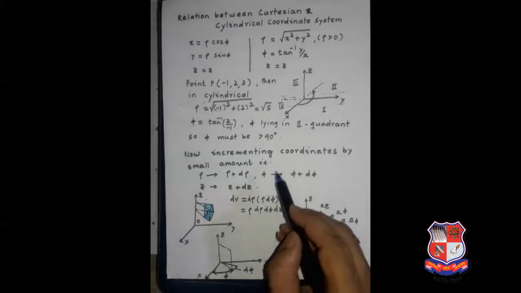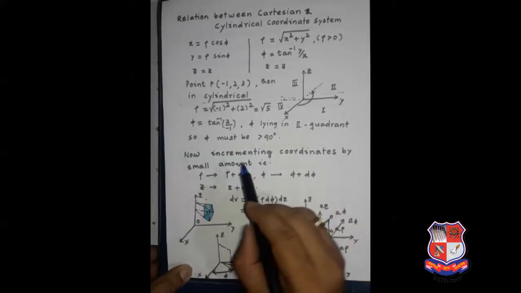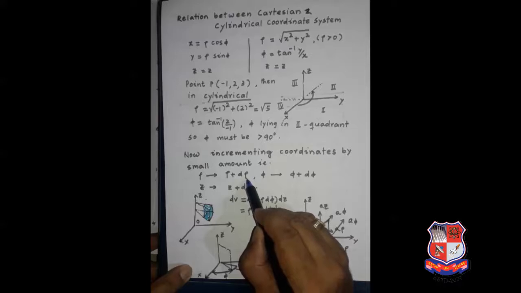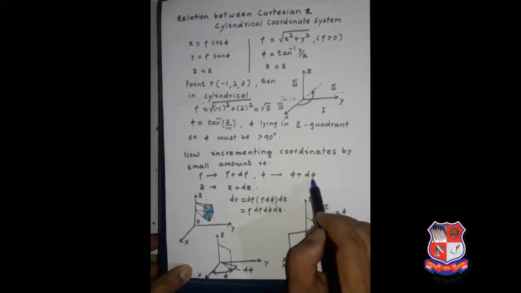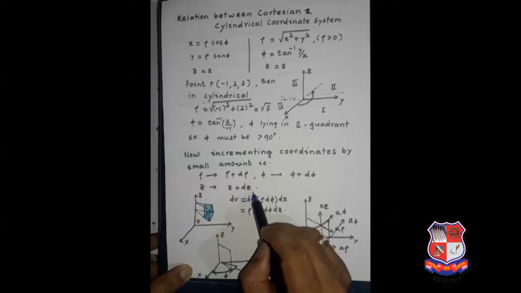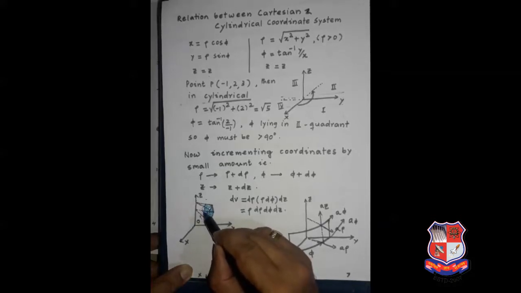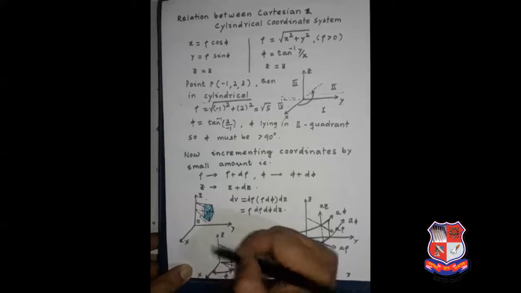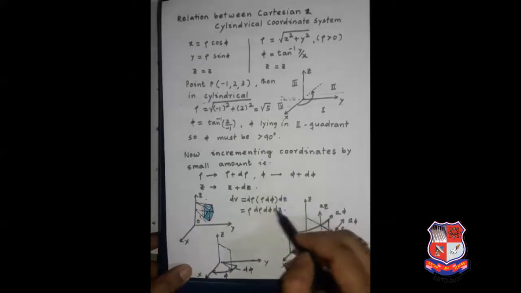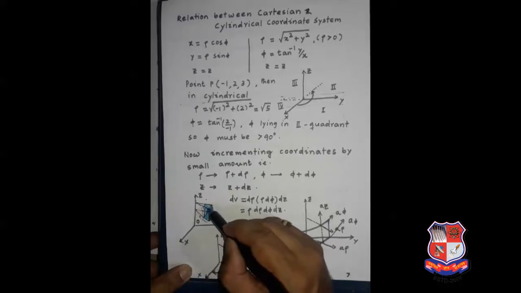Now in the same way, if we are incrementing the coordinates by a small amount along the three directions, that is rho is increased to rho plus del rho, phi is increased to phi plus del phi, and z is increased to z plus del z. Here I can show you the symbol. This is your rho, it is increased by a small value del rho. Similarly, the point z is increased by a small del z, and similarly phi is increased. So by this small increment one small volume will be generated.